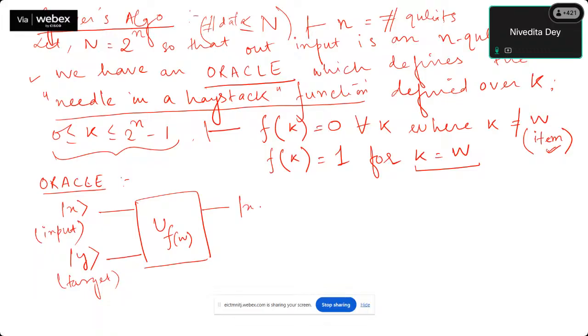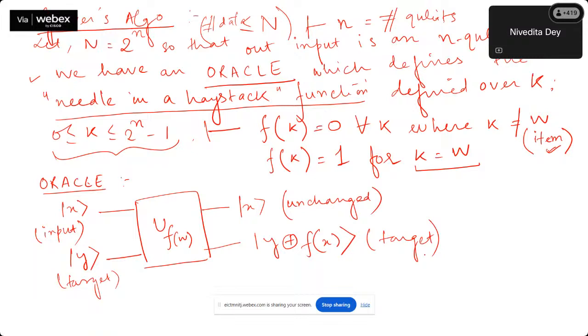Your input will be unchanged, and your target will be y XOR f of x. This is your target. This is the generic oracle structure that Deutsch-Jozsa, Bernstein-Vazirani were actually looking at. How to define your U for Grover is a big challenge that we will look into.